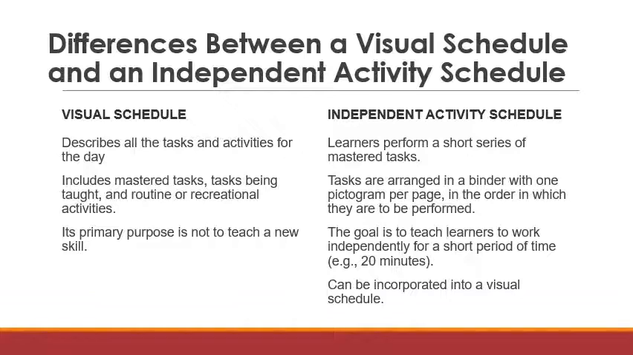The goal is for the learner to develop the ability to stay on task for a period of time without help from an adult. Therefore, an independent activity schedule usually consists of pictures representing activities the learner already knows how to do. A visual schedule, on the other hand, can include all types of activities that will occur during the day, including tasks being taught. The independent activity schedule can be part of a visual schedule. For example, if the learner has to perform some tasks independently for a period of 10 minutes, a My Tasks pictogram can be added to the schedule to indicate when these activities are to be carried out.